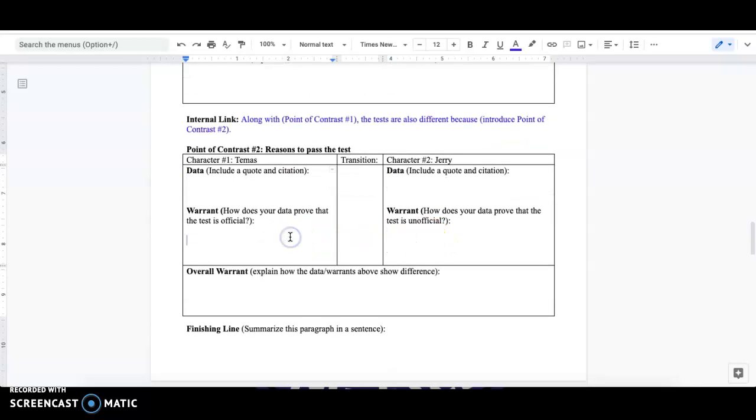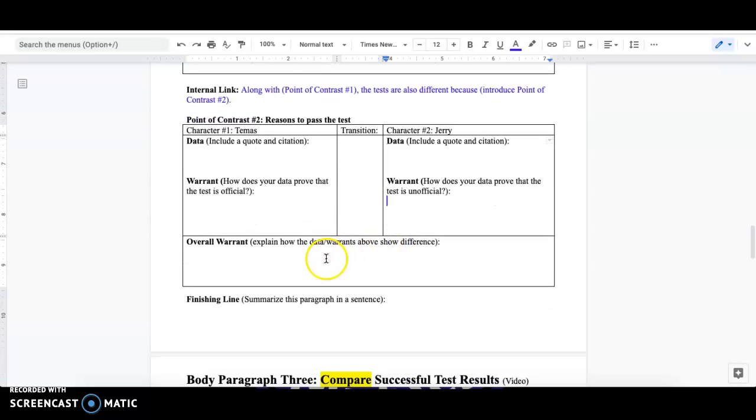Make sure you have your warrants showing how the characters' reasons, so what you put here, how do the reasons prove that their test is either official or unofficial, and then your overall warrant. How does what you put here and what you put here, how does that show difference? So how do the boys' reasons to pass the test prove that they are different, prove that their tests are different? Finally, then, you just need a finishing line, so just one sort of summary sentence to wrap up this entire paragraph.